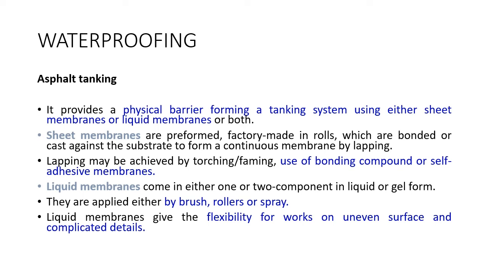kedua-duanya. Sheet membranes are preformed factory-made in rolls which are bonded or cast against the substrate to form a continuous membrane by lapping. Jadi dia akan overlap each other. Lapping may be achieved by torching or flaming, use bonding compound or self-adhesive membrane.